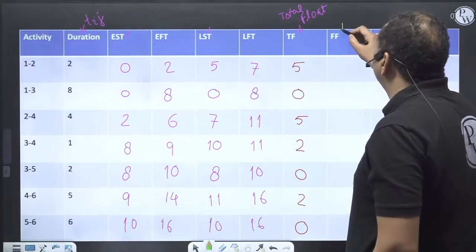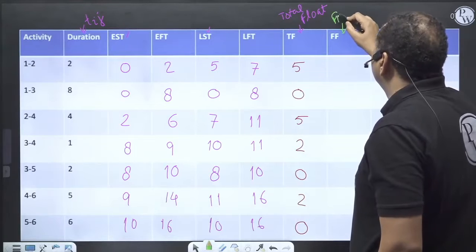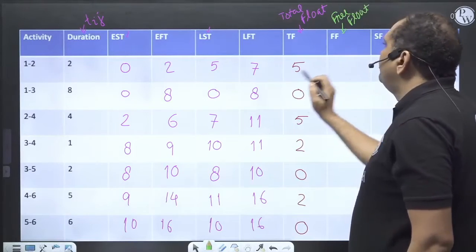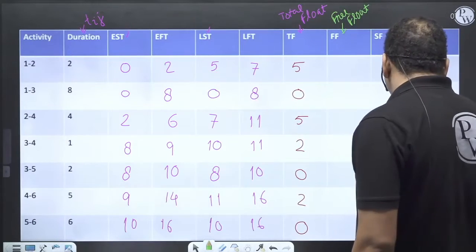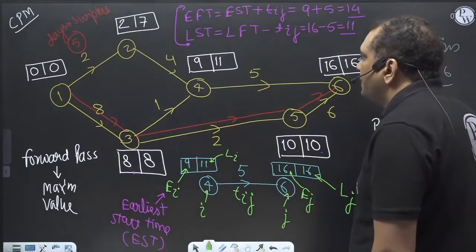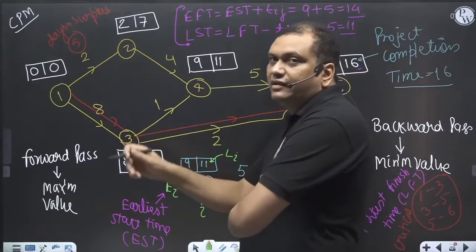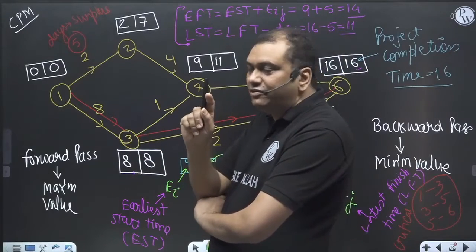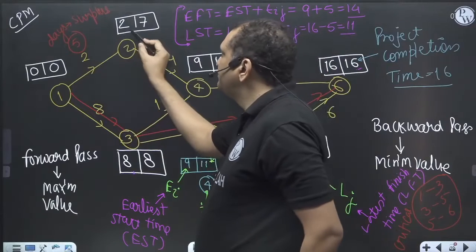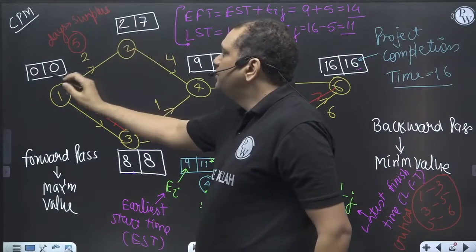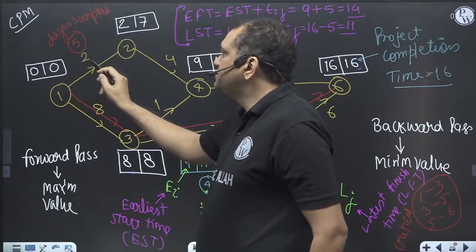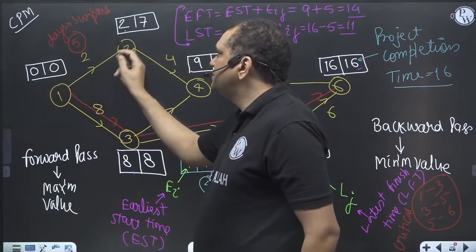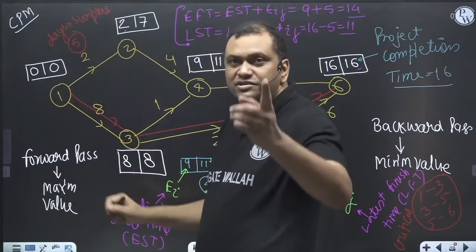Free float of activity 1 to 2. Now, Ej minus Ei minus Tij is the free float. Activity 1 2, Ej minus Ei minus Tij. 2 minus 0 minus 2 is 0.